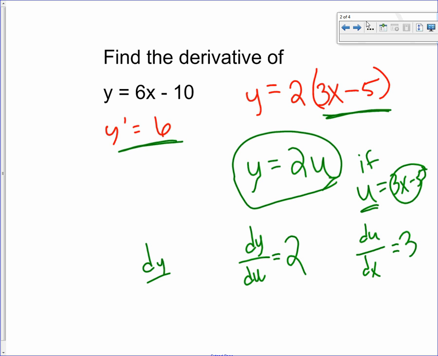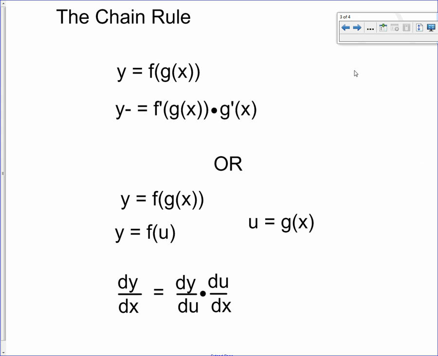Okay, I know the answer is 6. So how do I get dy dx out of these two pieces? Well, if I multiply them together, I will get 6. So the derivative is dy du times du dx. That is the chain rule. It's not useful for that super easy function, but it's going to become useful as we get more and more complicated functions.